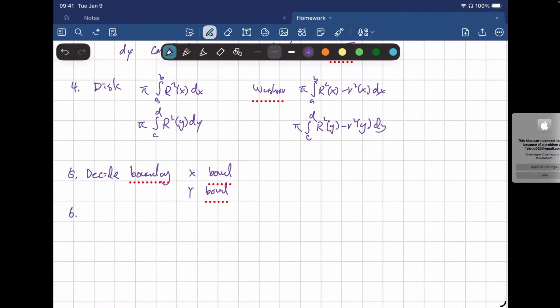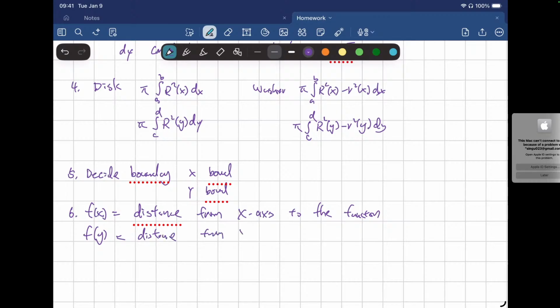Now we have to decide which equation to use for the boundary, what is big R and what is small r. One of the biggest things I want you to understand is that if you have a function in terms of x, with f of x, it is the distance from the x-axis to the function. If you have it in terms of y, then it's the distance from the y-axis to the function.